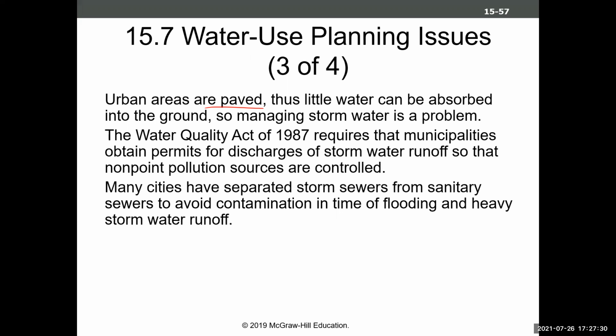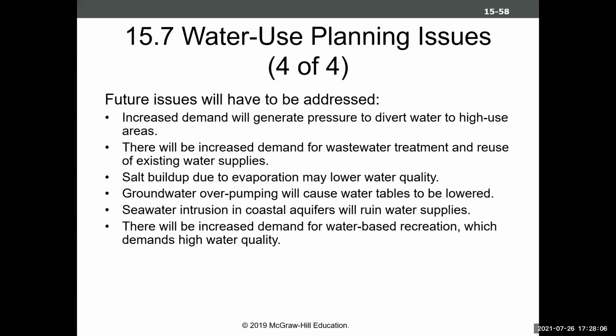And so the Water Quality Act of '87 basically says that municipalities have to have permits for discharge of stormwater runoff so that non-point pollution sources are controlled, right? So they're controlling the pollution that runs off with that stormwater runoff. So many cities have separated storm sewers from sanitary sewers so that in times of flooding and heavy stormwater runoff, they don't mix with each other, right? So they're avoiding those contamination issues. Future issues have to be addressed though.